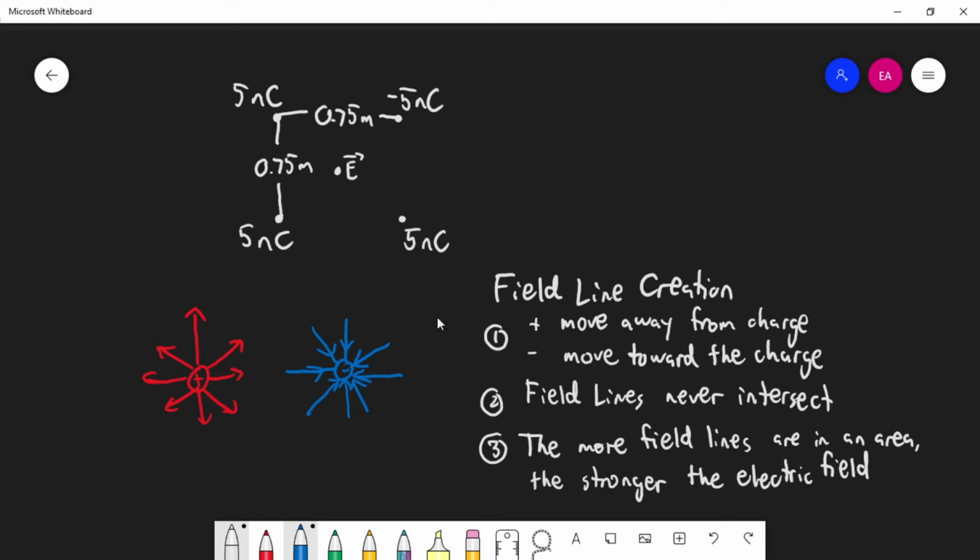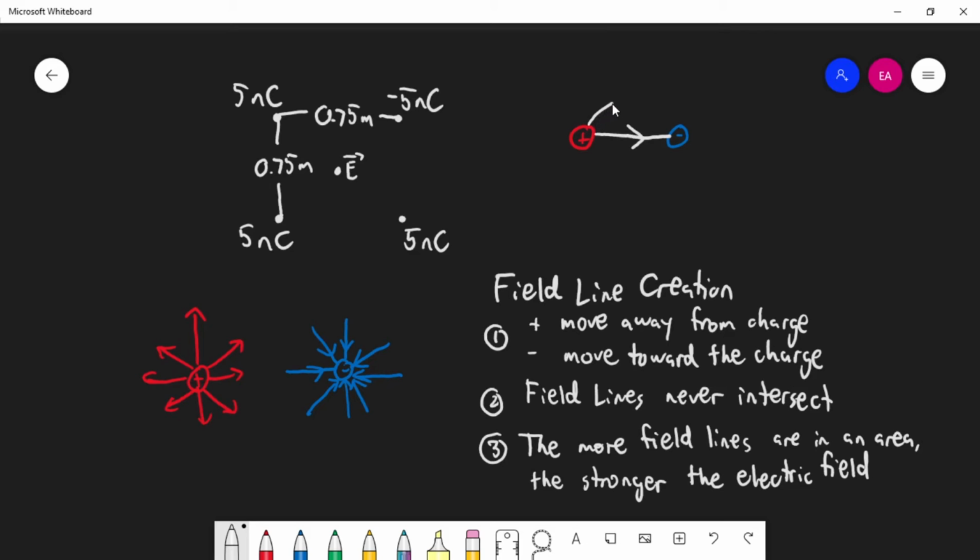But how about if we want them to be closer together? What would the interaction between the field lines be? Let's use this diagram here at the top. Away from the charge in the positive and towards the charge in the negative. So it becomes like this.